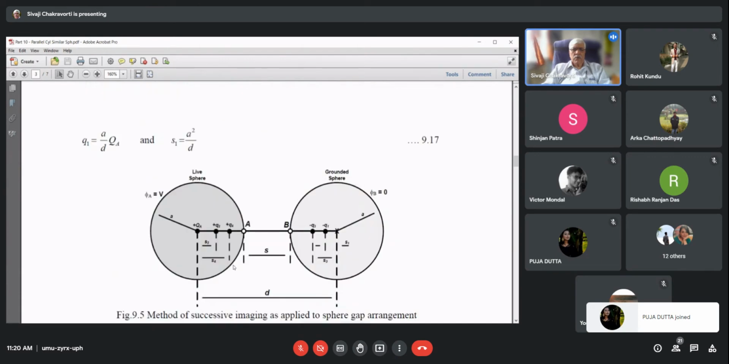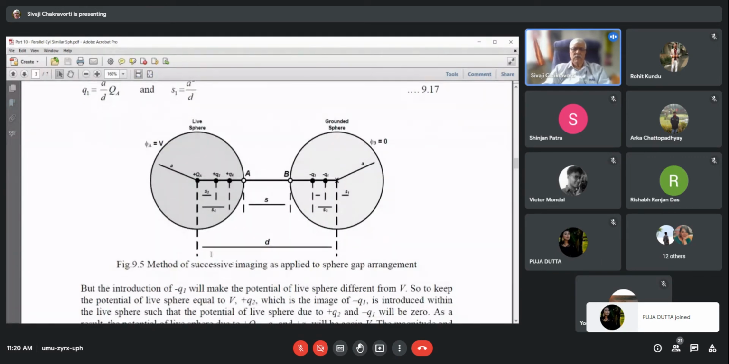But now comes our problem. What is it? That we are not having one charge and one grounded sphere. We are having two spheres. One is a live sphere, the other is a grounded sphere. This is our sphere gap arrangement. And this S, in this particular case, diagram figure 9.9 (b), is what we call the sphere gap distance. And D is the distance between the two centers of the spheres.